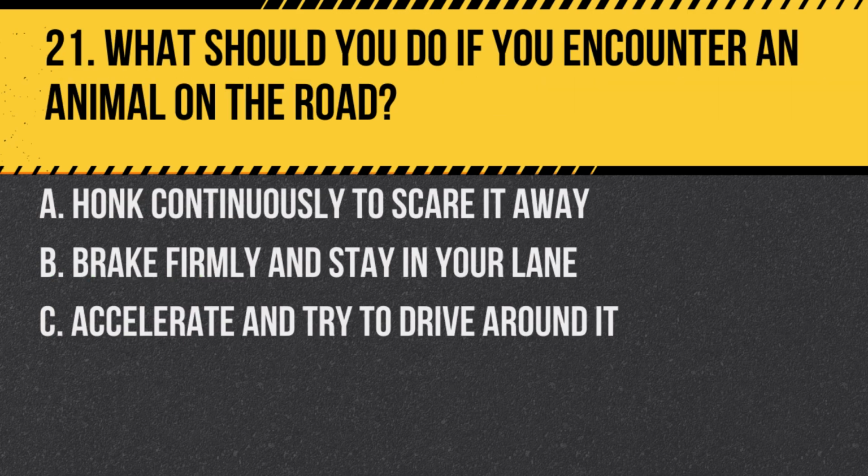Question 21. What should you do if you encounter an animal on the road? A. Honk continuously to scare it away. B. Brake firmly and stay in your lane. C. Accelerate and try to drive around it. Answer: B. Brake firmly and stay in your lane. Swerving can be dangerous, so it's best to brake and stay in control of the vehicle.